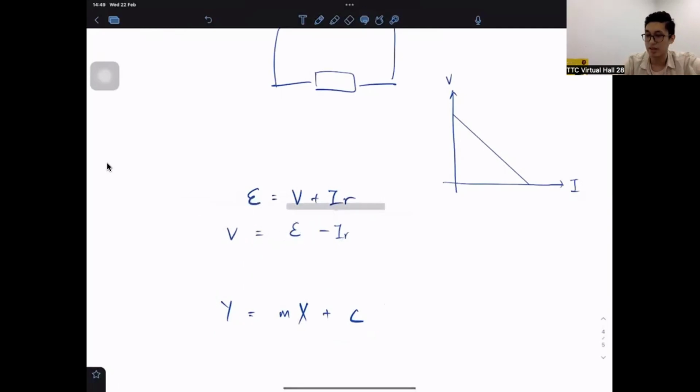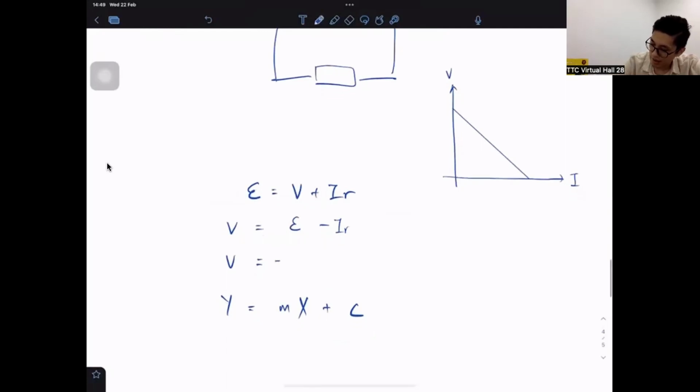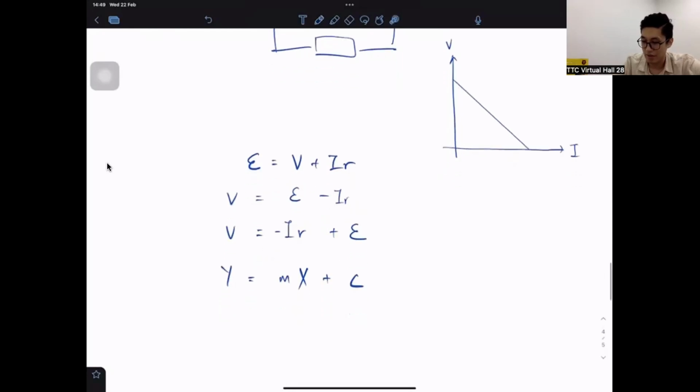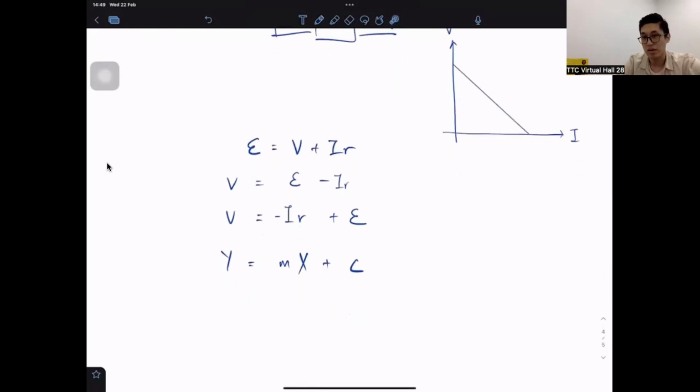Okay, but I still not in the correct position yet. So what can I do? EMF minus IR is the same as writing negative IR plus EMF. It's the same. Then I times R can write as R times I, same or not? A times B equals to B times A, same, right? So I write this as negative RI plus EMF. So y-axis locked already, correct position. X-axis locked already. So everything else also must be locked.